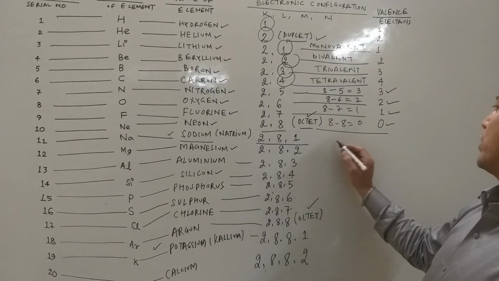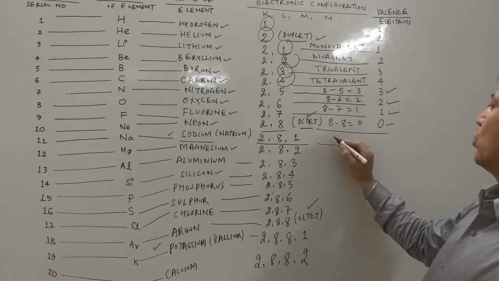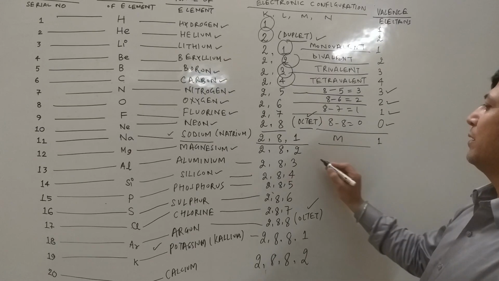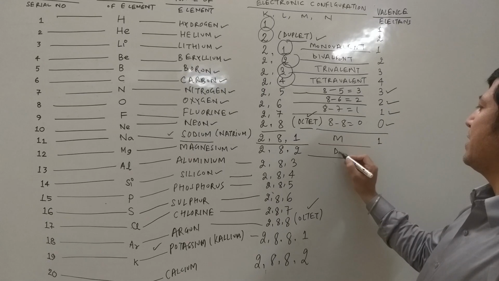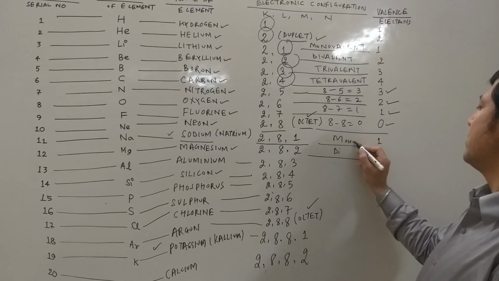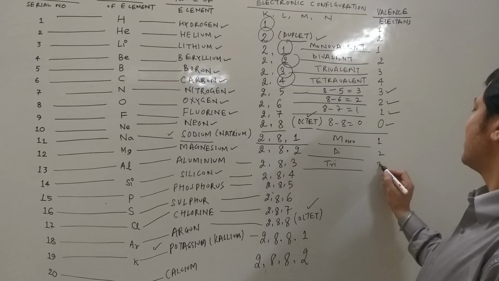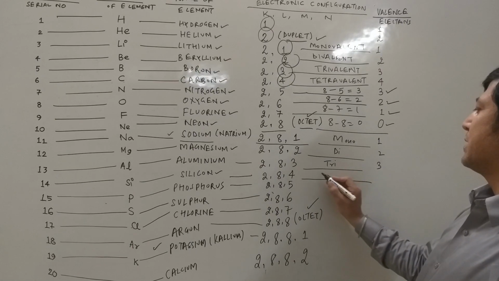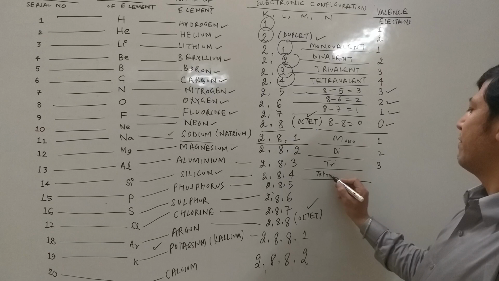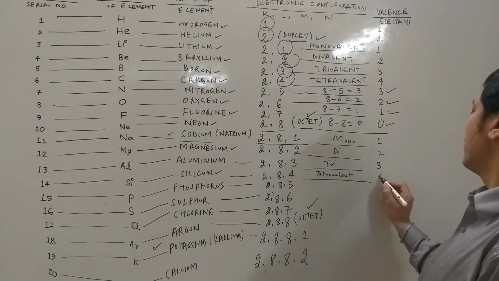Now sodium is monovalent. It has a valency 1. Magnesium, it is divalent, right? It has a valency 2. Aluminium, it is trivalent. It has a valency 3. Silicon is again tetravalent. It has a valency 4.